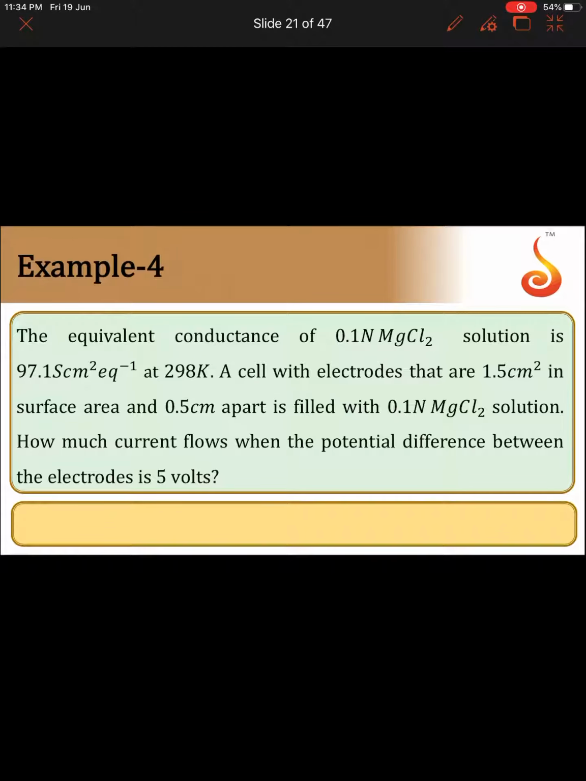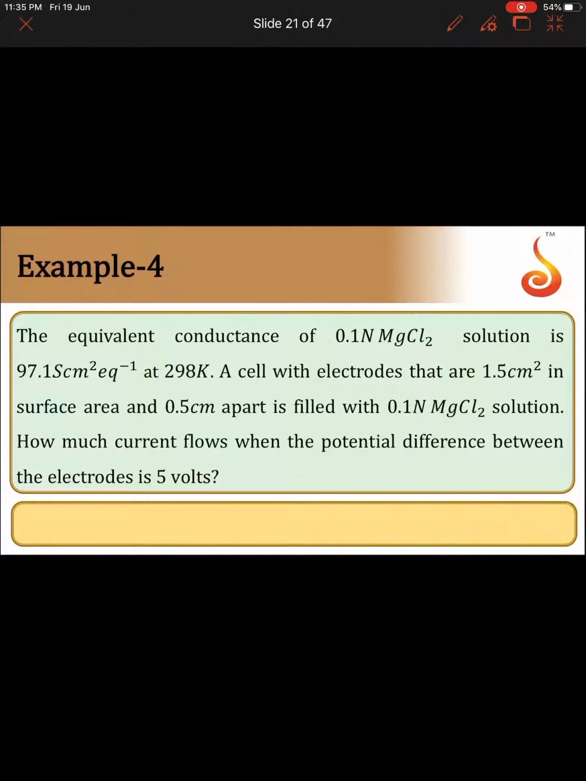The equivalent conductance of 0.1 normal MgCl2 solution is 97.1 Siemens centimeter square equivalent inverse at 298 Kelvin. A cell with electrodes that are 1.5 centimeter square in surface area and 0.5 centimeters apart is filled with 0.1 normal MgCl2 solution. How much current flows when potential difference between the electrodes is 5 volts?